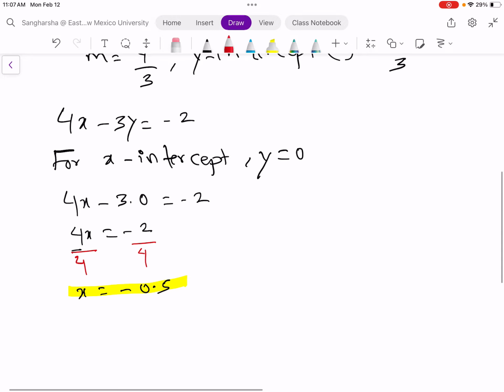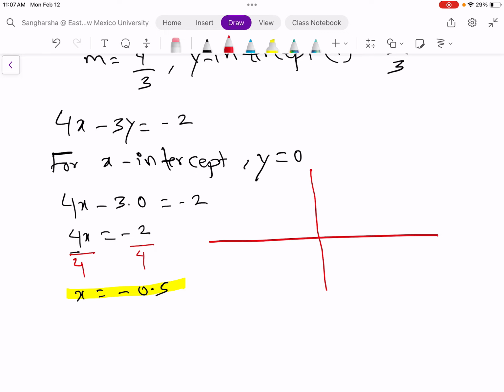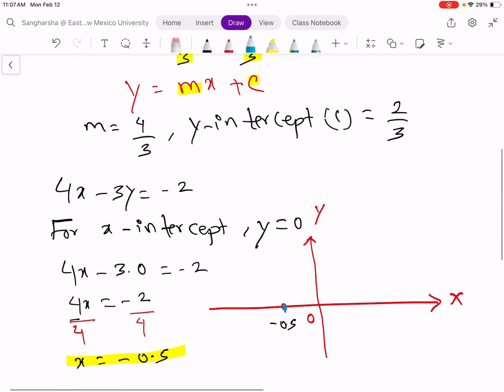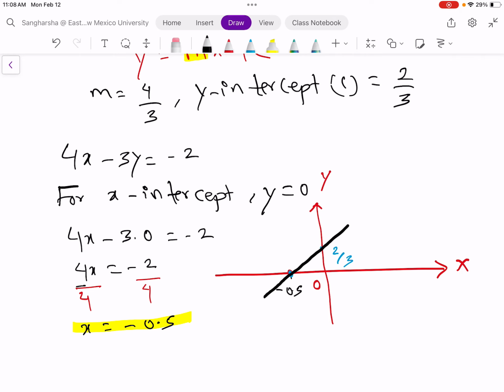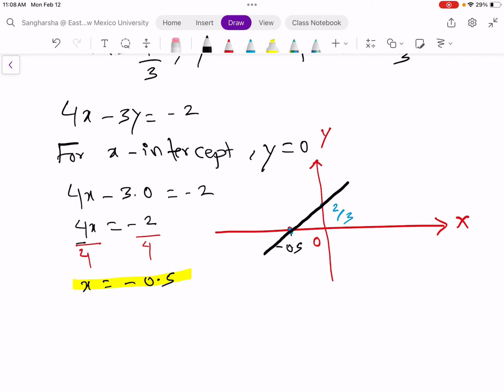Okay, so we need a y-axis and an x-axis. This is our origin. Now we know the x-intercept is at negative 0.5, so we mark it here. What is our y-intercept? The y-intercept is 2 over 3, right? So we mark the y-intercept at 2 over 3. And if we have 2 points, we should be able to draw a straight line using them. Now if we connect these 2 points, we get a line, and this is the graph for this equation. So if you have the x-intercept and y-intercept, that should be enough to draw a graph for a straight line, okay?